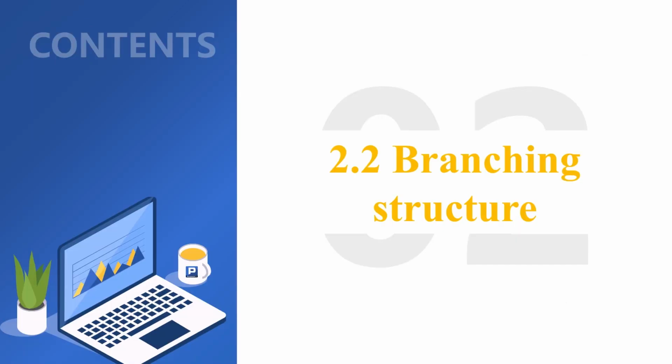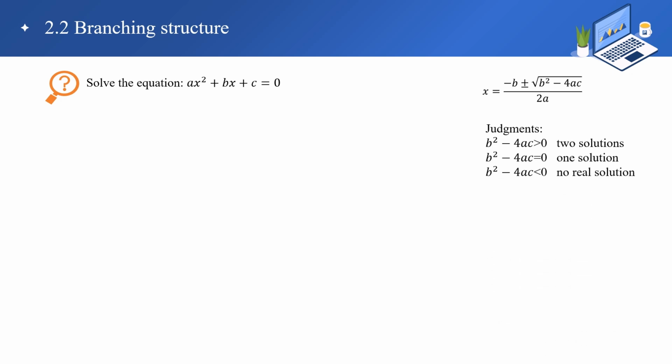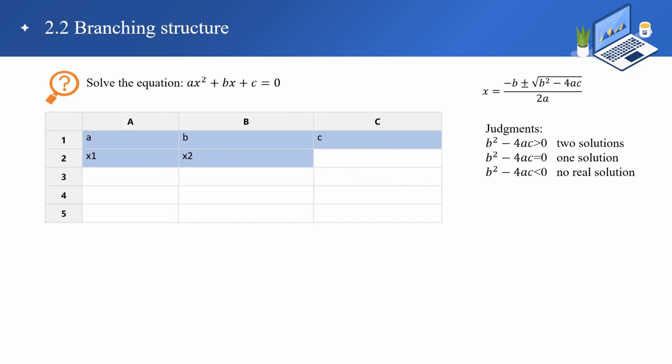Section 2. Branching structure. We can make some judgments with the if function, but in some cases, we need the if statement. Let's review the quadratic equation ax squared plus bx plus c equals 0 we learned in middle school. We can use the root formula to find the solutions, but we need to pay attention to b squared minus 4ac. If it is greater than 0, there are two solutions. If it is equal to 0, there is only one solution. If it is less than 0, there is no real solution. We will program to find solutions of the equation.